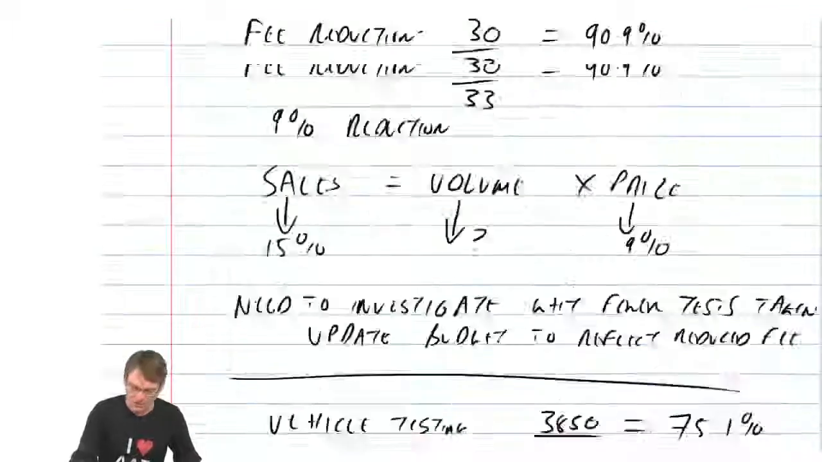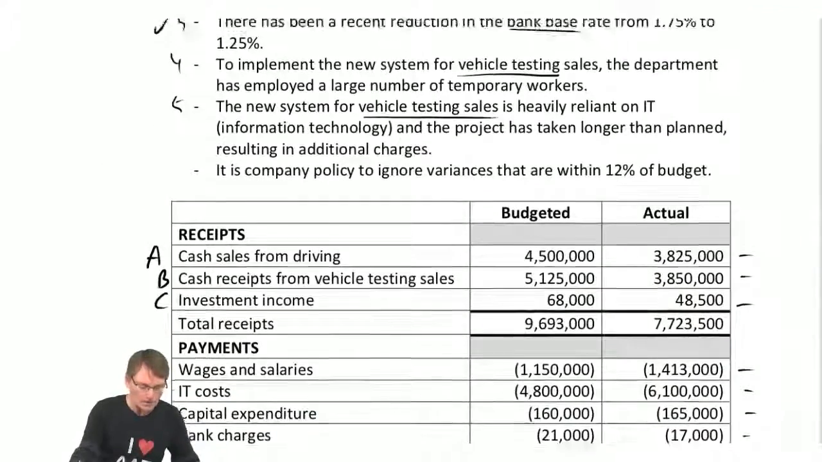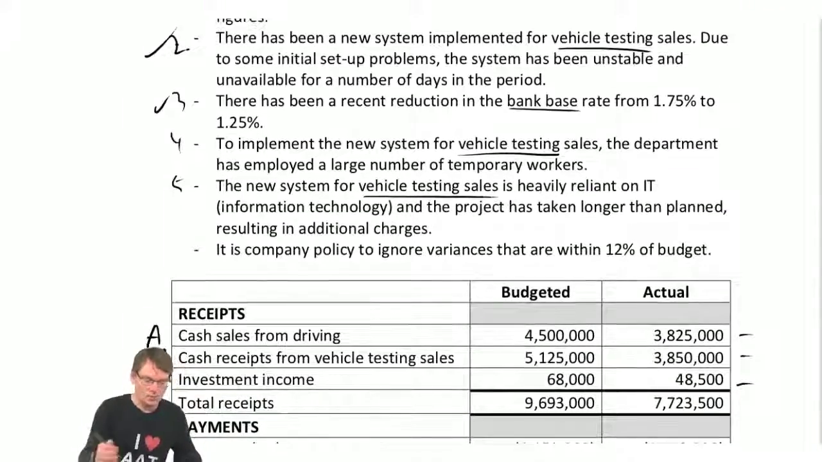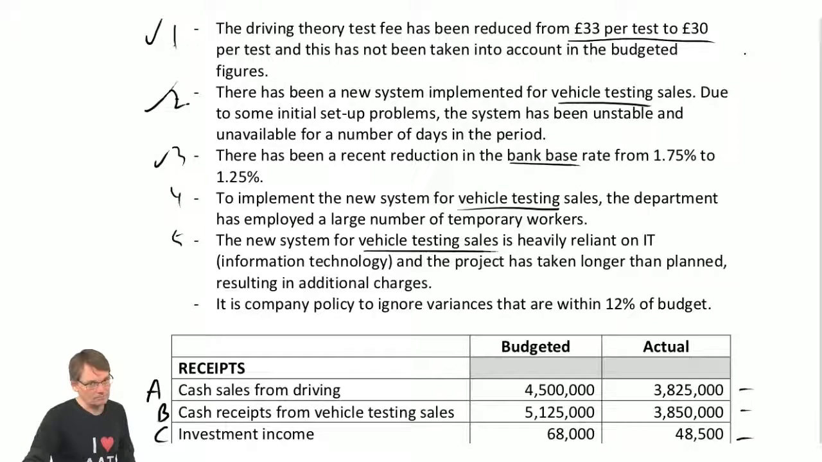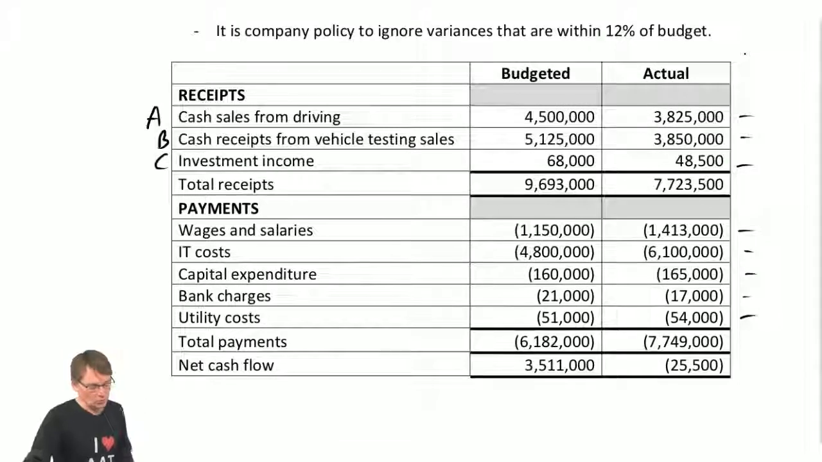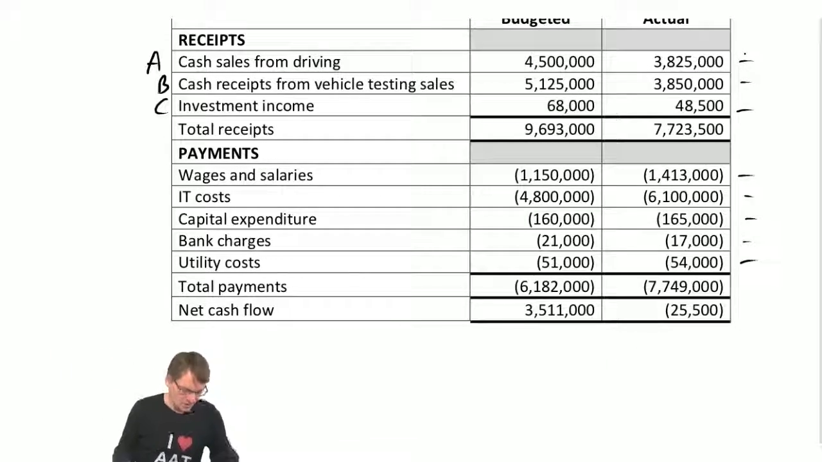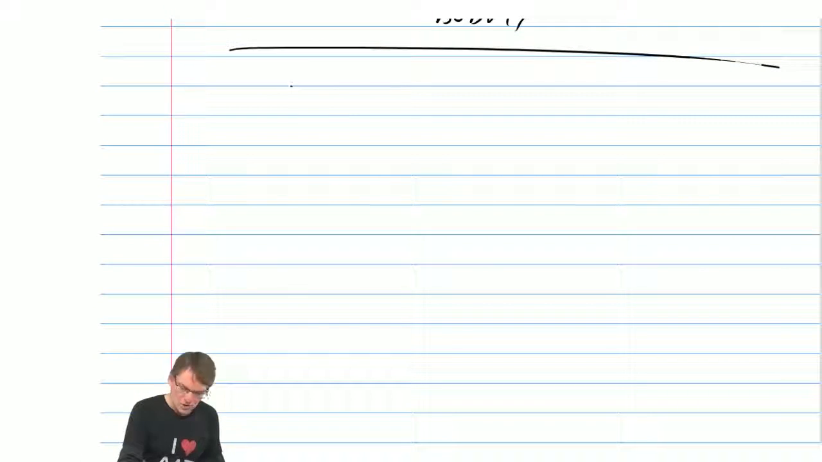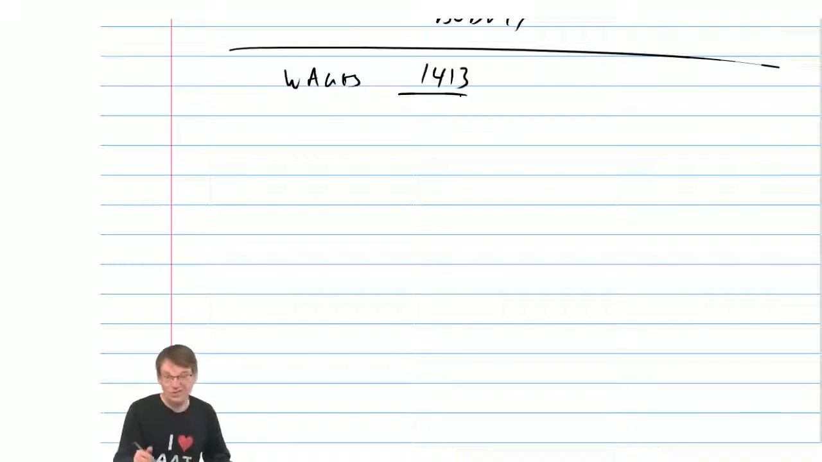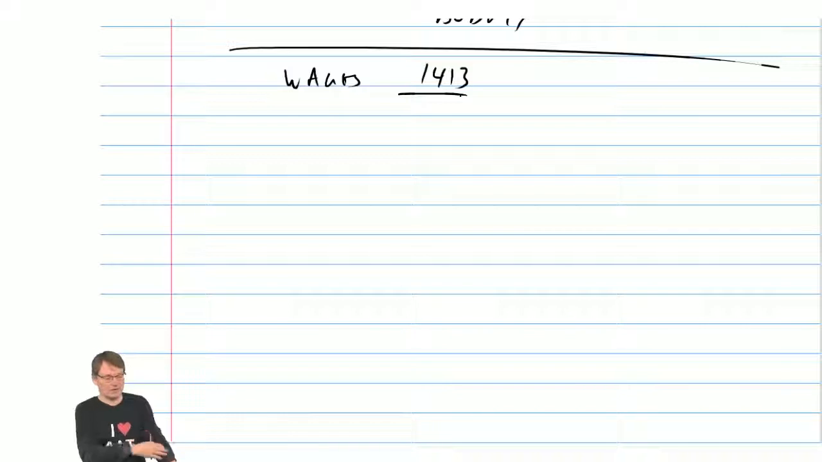So we've done 3 of the receipts, and we've looked at 3 of the reasons. Now, some of them might come back again, because remember, we still got all the payments to go yet. So, as far as payments are concerned, the first thing we've got is wages. Now, wages, we have got 1413. Again, I'm not going to do all the thousands. I'm not going to do all the zeros.